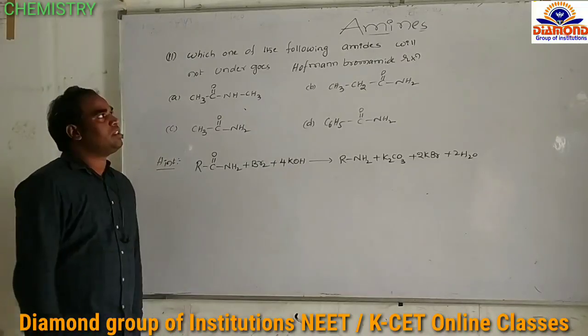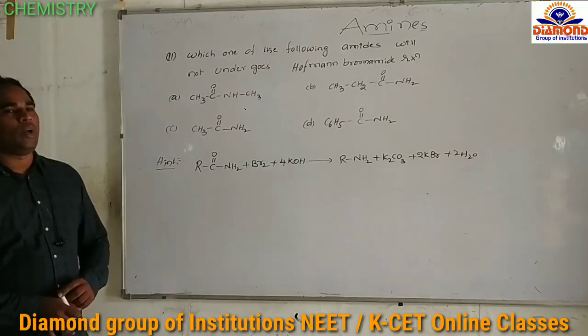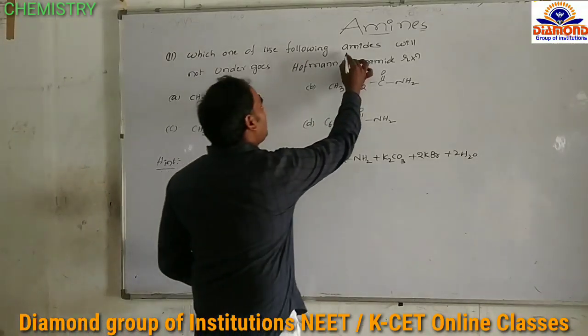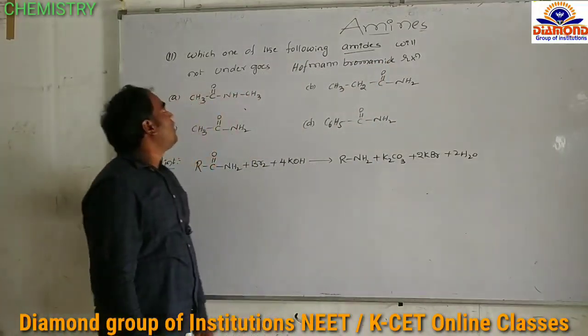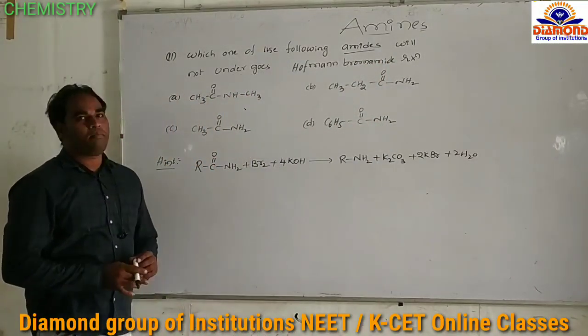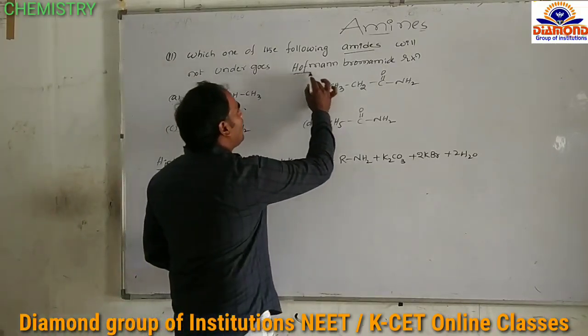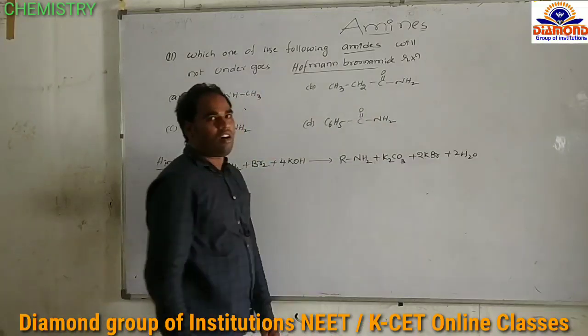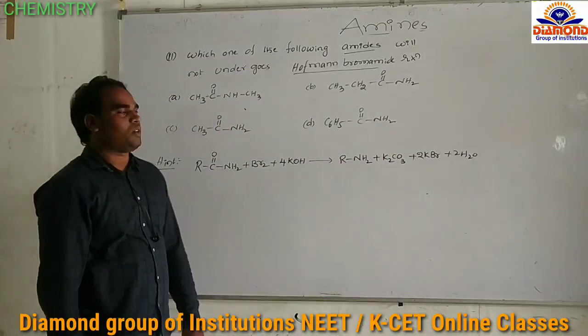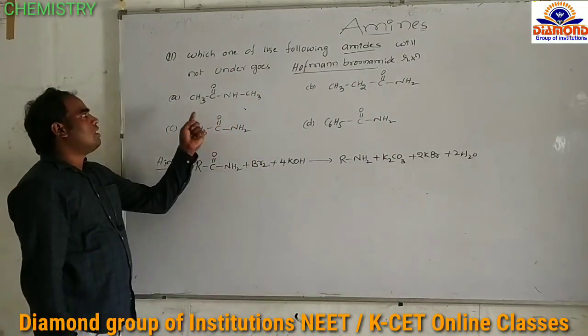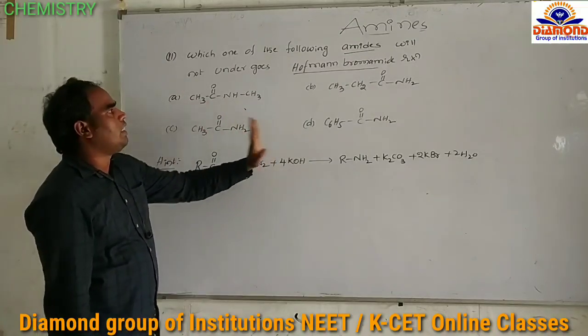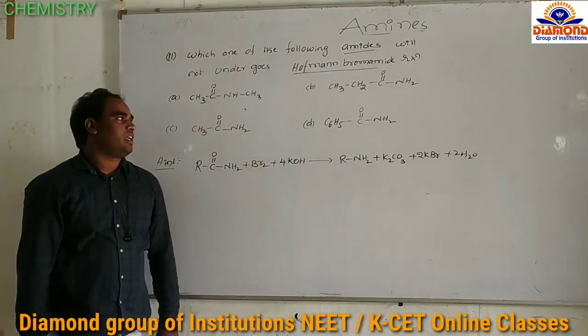So here, next question: which one of the following amides will not undergo the Hoffmann bromamide reaction? That is the question. So here A, B, C, D. All are amides that are given.